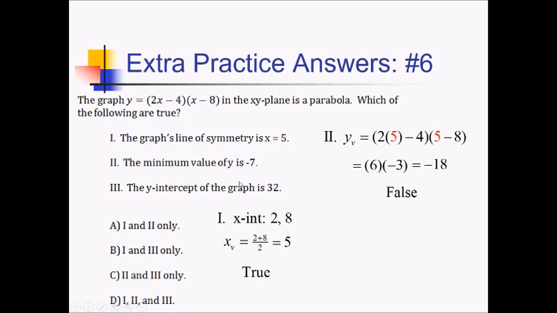Okay, on to option 3. The y-intercept of the graph is 32. So one way you could do this is FOIL this out, multiply it out, and see what the constant is after you do all that. And if you do that, you will see that it's 32.